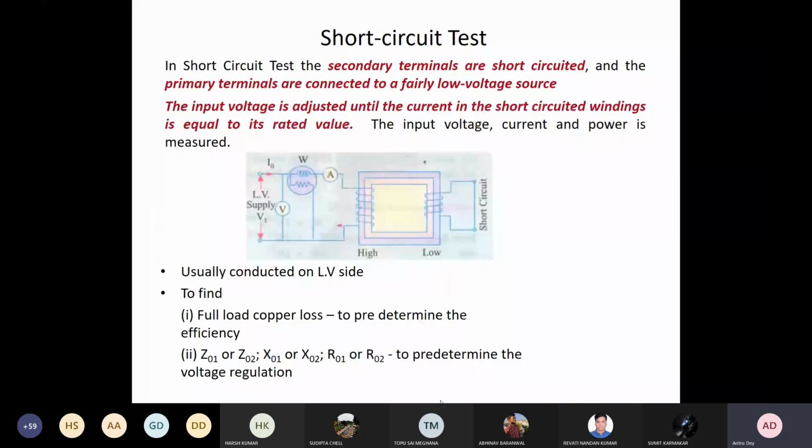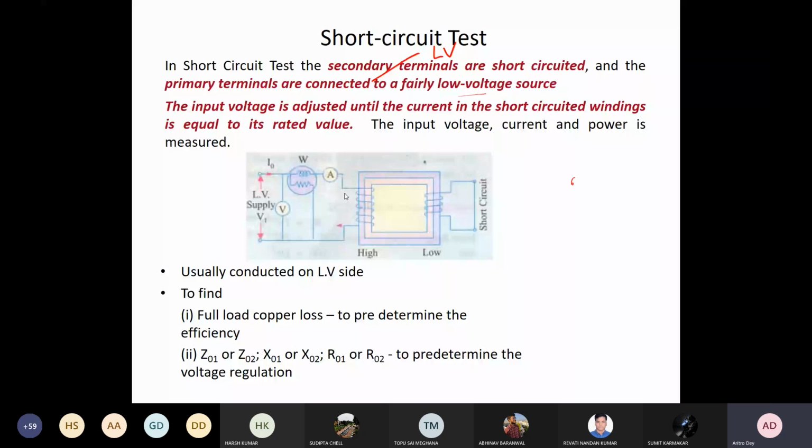There we just do the other way around. We conduct the short circuit test on the HV side, and we short circuit the LV side. So why do we do that? In the short circuit test, the LV terminals are short circuited and the primary terminals are connected to a fairly low voltage. If we apply some 6 to 10% of the rated voltage, that will be sufficient to drive the rated current. So we should gradually keep on increasing the variac, so that the rated current flows through the HV side.